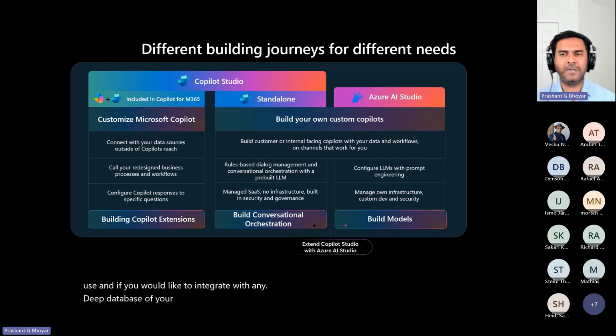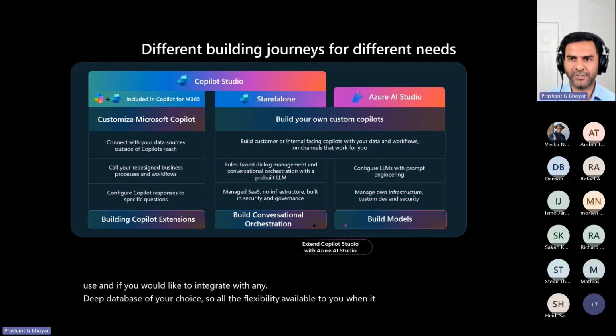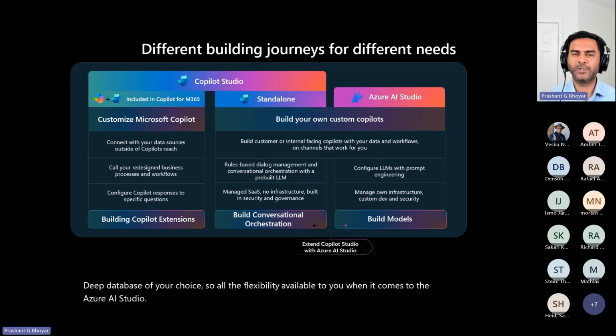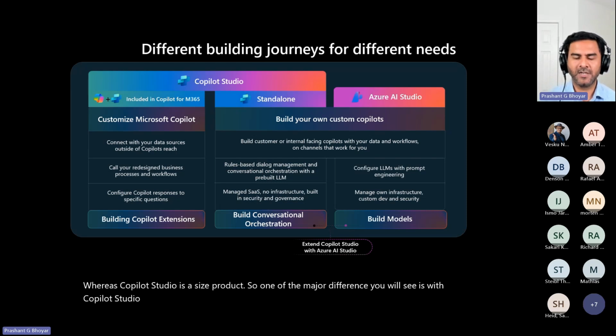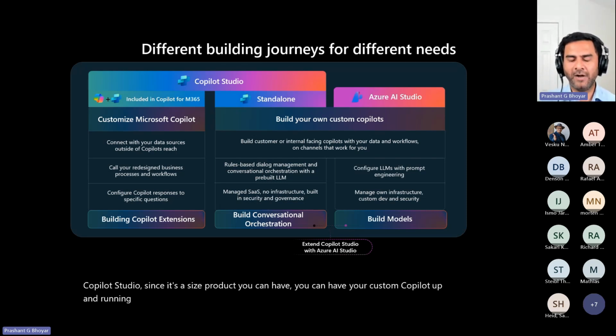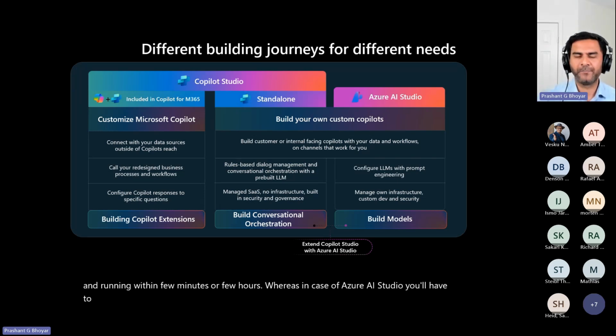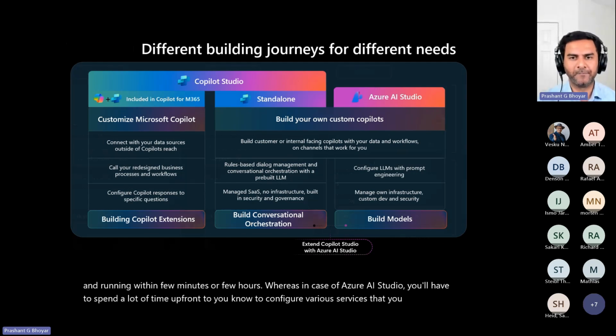So all the flexibility is available to you when it comes to the Azure AI Studio, whereas Copilot Studio is a SaaS product. So one of the major differences you will see is that with Copilot Studio, since it's a SaaS product, you can have your custom Copilot up and running within a few minutes or a few hours. Whereas in the case of Azure AI Studio, you'll have to spend a lot of time upfront to configure various services that you need to create a custom Copilot.